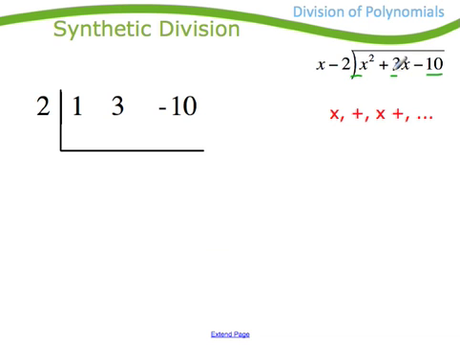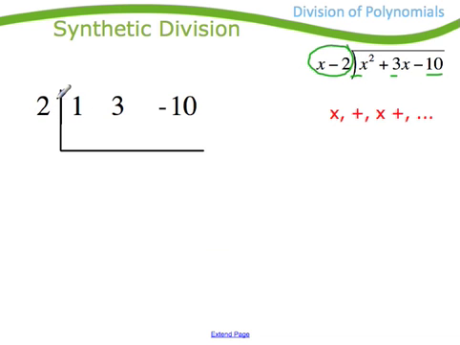So here I have 1, 3, and minus 10. Then what I do is whatever I'm dividing by, my divisor, I take and I change that sign. So instead of a minus 2, it becomes a plus 2. Okay, so I change that sign.